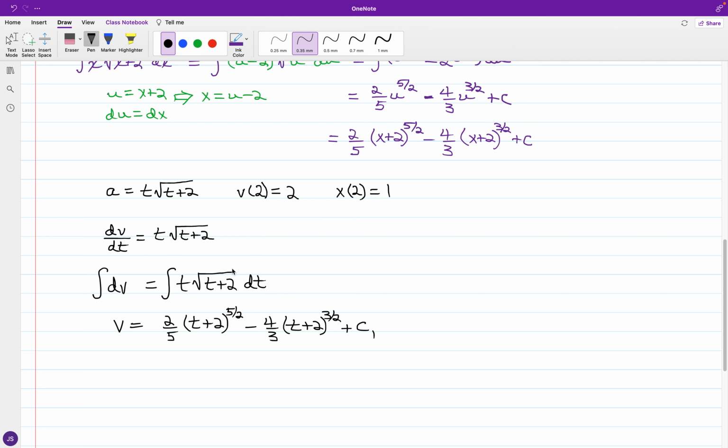And so we have v sub 2 is equal to 2. Okay, so I have t equal to 2, and initially v is equal to 2. Substituting accordingly, v is 2, and we have 2/5 times, 2 plus 2 is 4, to the 5/2, minus 4/3 times 4 to the 3/2.